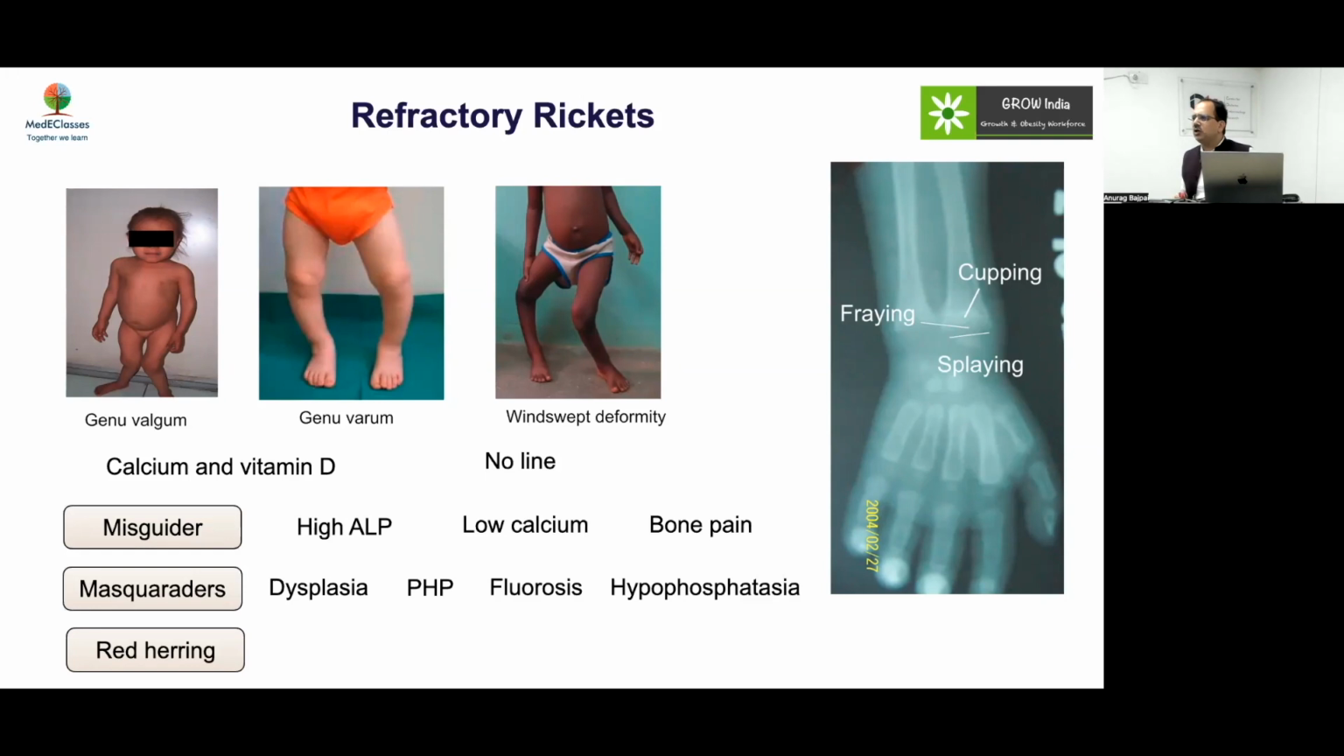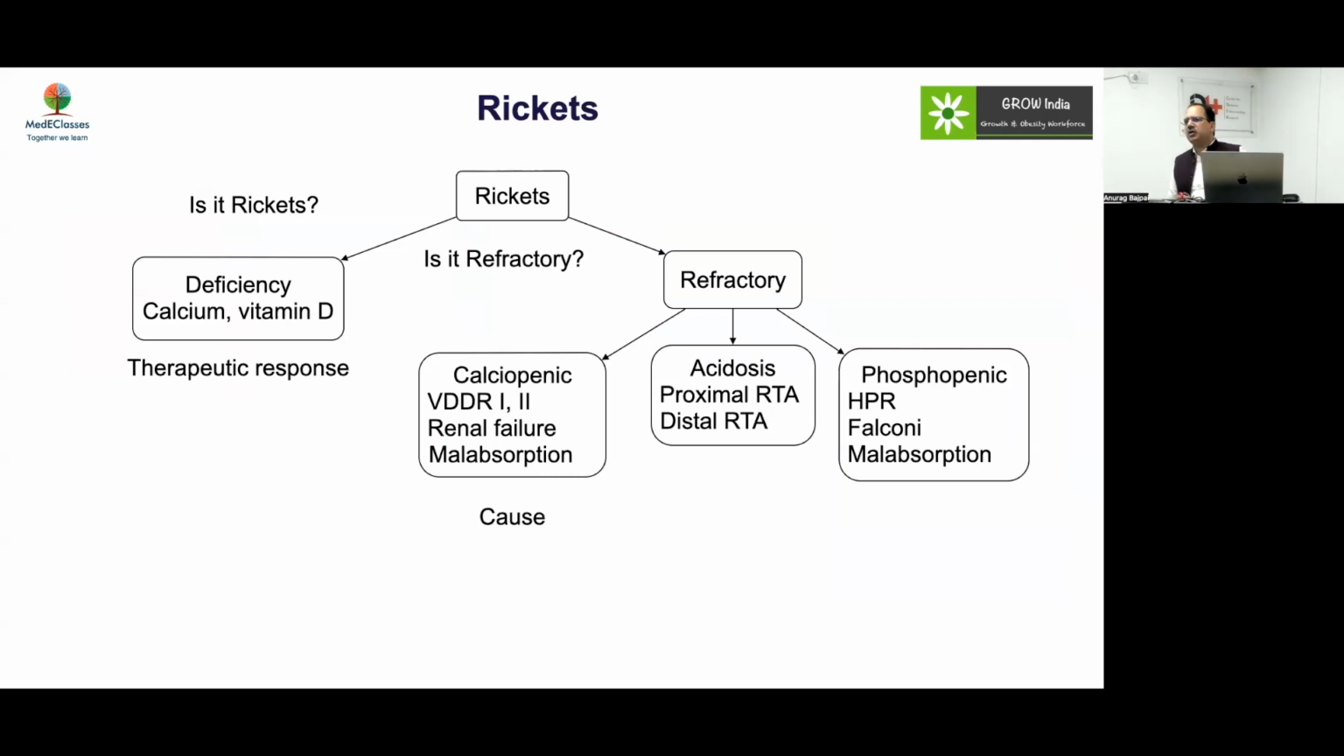I want to exclude refractory rickets. So if there is polyuria, fractures, normal nutritional rickets does not cause fractures. So if there is a fracture in a child, significant failure to thrive, you think of refractory rickets. So we've now known that this child has refractory rickets.